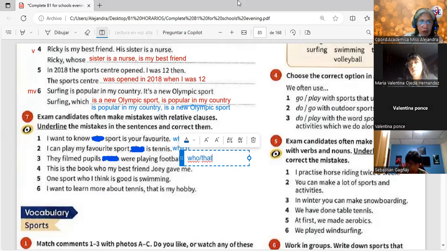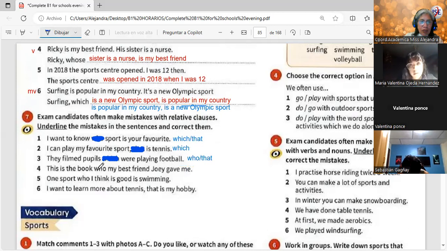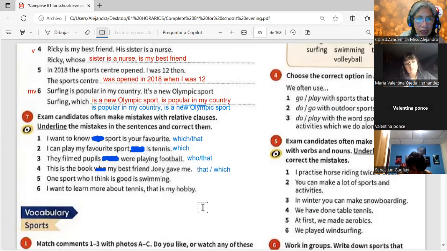Maria Valentina, this is the book who my friend Joy gave me. Which are the correct options? Whose? No, I'm talking about the book, not possession. That or which. Good. Sebastian, one sport who I think is good is swimming. Which, or that.